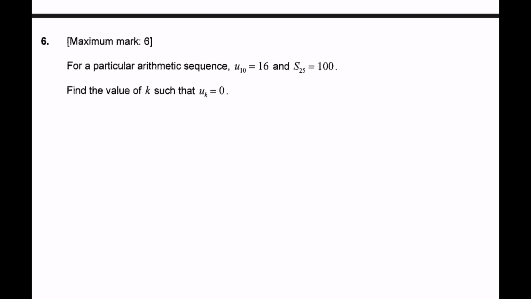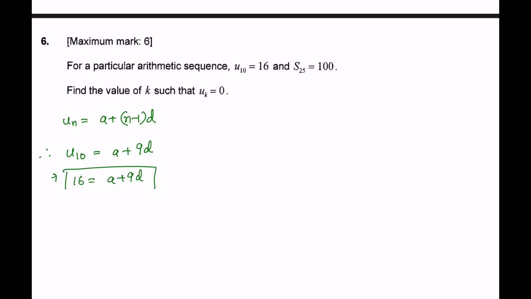Now moving on to the next part. We have a particular arithmetic sequence where u10 equals 16, s25 equals 100. Find the value of k such that uk equals 0. So for an arithmetic series, un would be a plus n minus 1 times d. So u10 would be equal to a plus 10 minus 1, which is 9d. So u10 is 16, so 16 equals a plus 9d. This is my first equation.